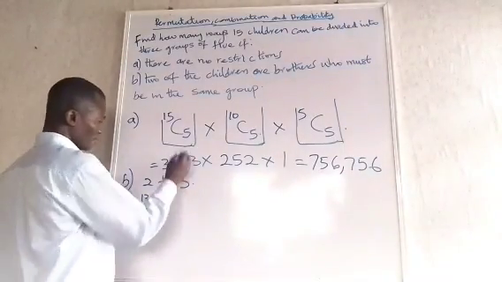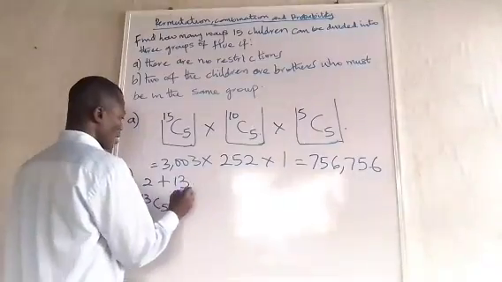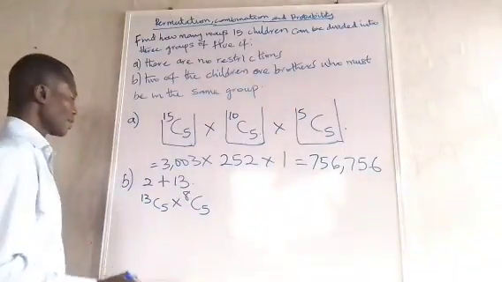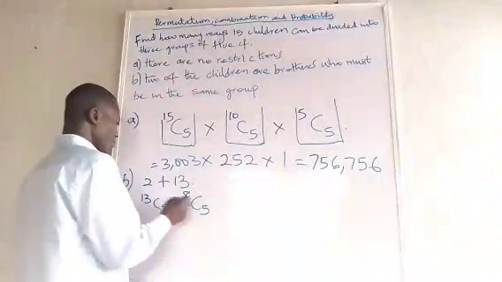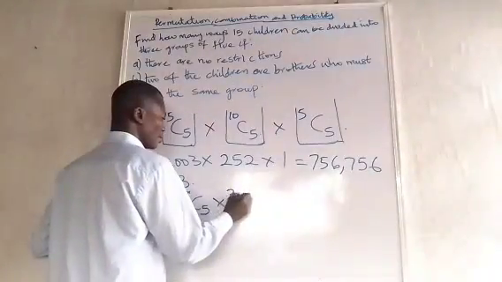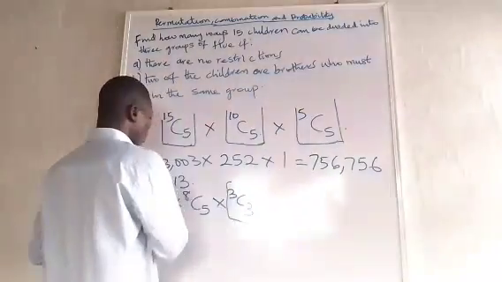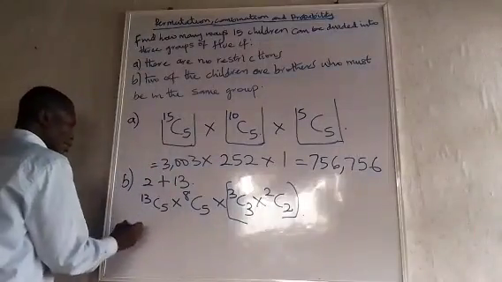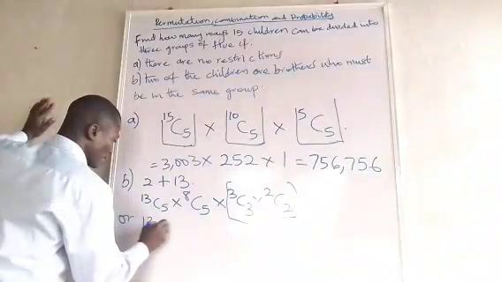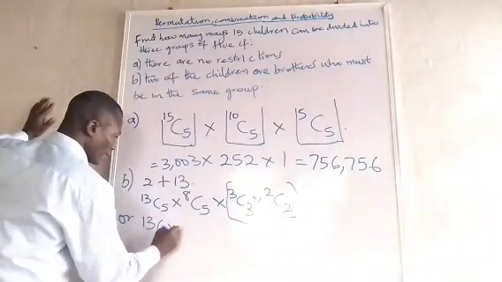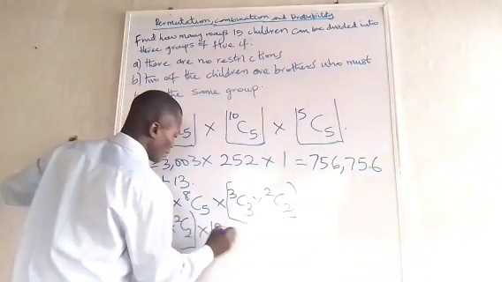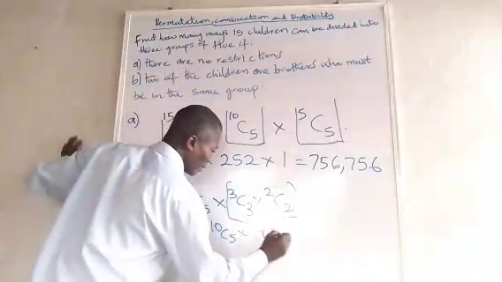13C5, just like above, times 8C5, you understand? Times 3C3. This 3C3, we are going to add this one, 2C2. Or we can also have it like this: 13C3 times 2C2. So we will now be able to have 10C5 times 5C5.